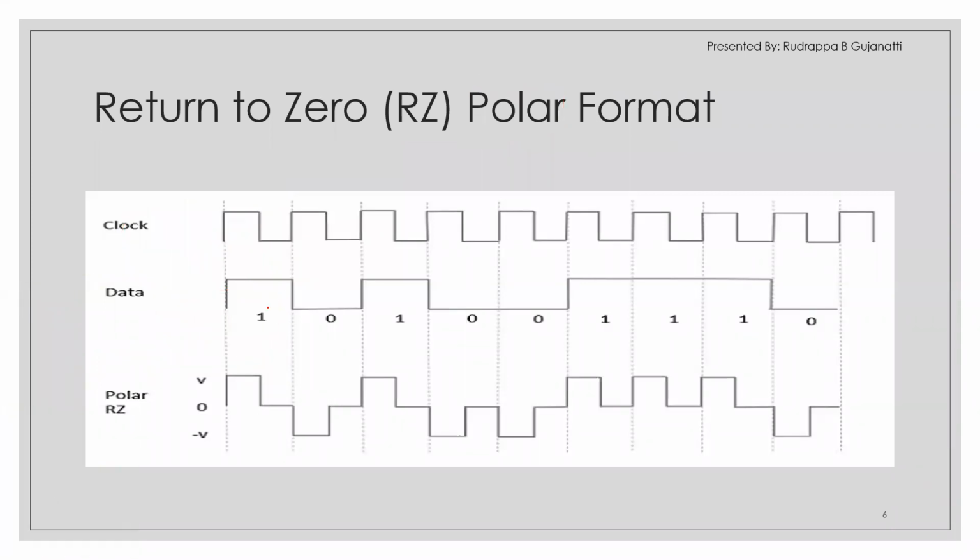If I observe here, 1 is represented with 5 volts. It will be at 5 volts for the first half bit period, then it returns back to 0 for the remaining bit period. Now the next data is 0. 0 will be represented with minus 5 volt, but it returns to 0 after the half bit period. And this continues based on what data is present.